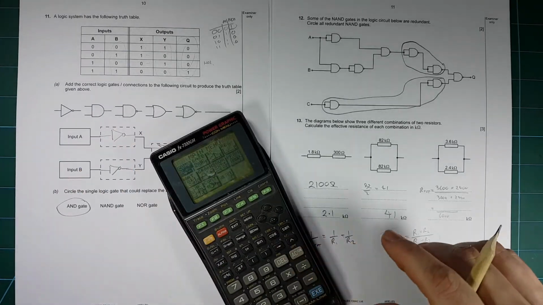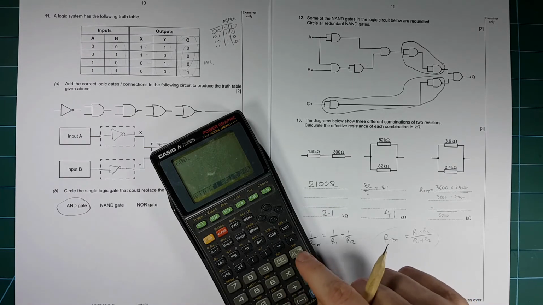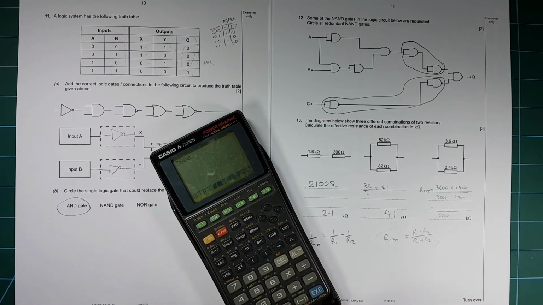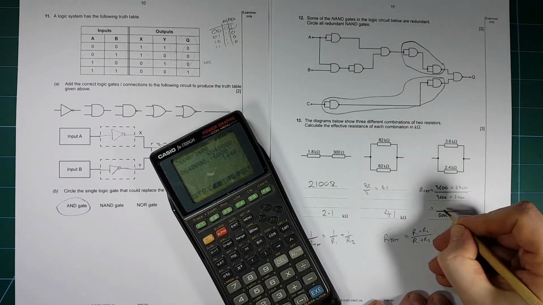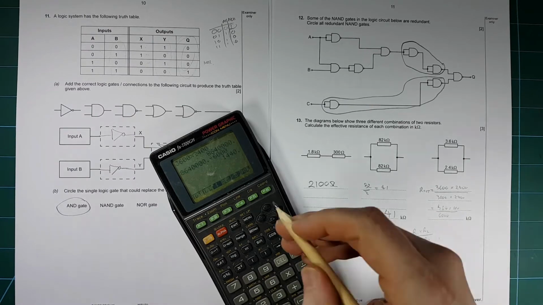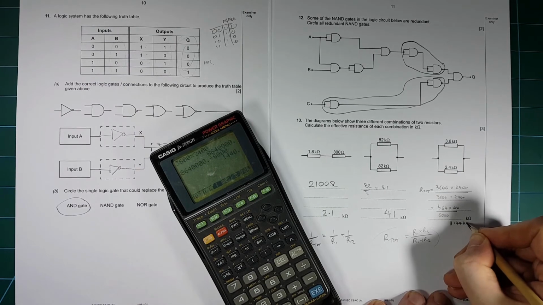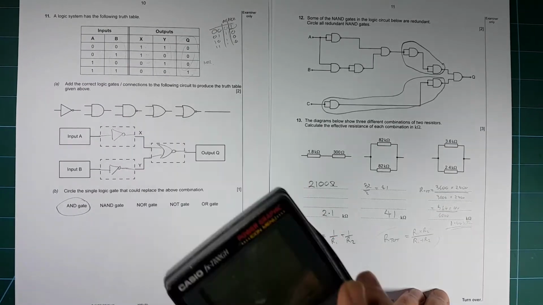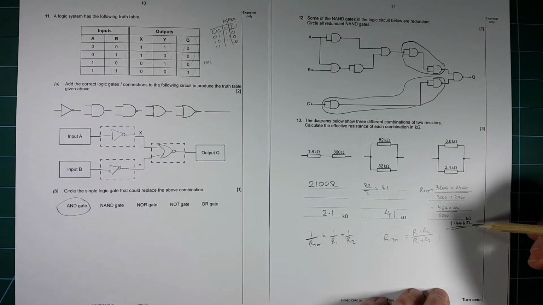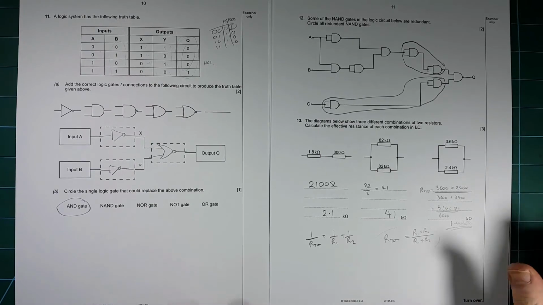So we've got 3,600 times by 2,400 divided by 6,000. So what's that? That's 8,640,000. Gives us a total of 1,440. So that's 1.44 kilo ohms, which is the final answer. Now, as a check, you can just check that it has to be smaller than the smallest of those two, which it is. So we're okay.